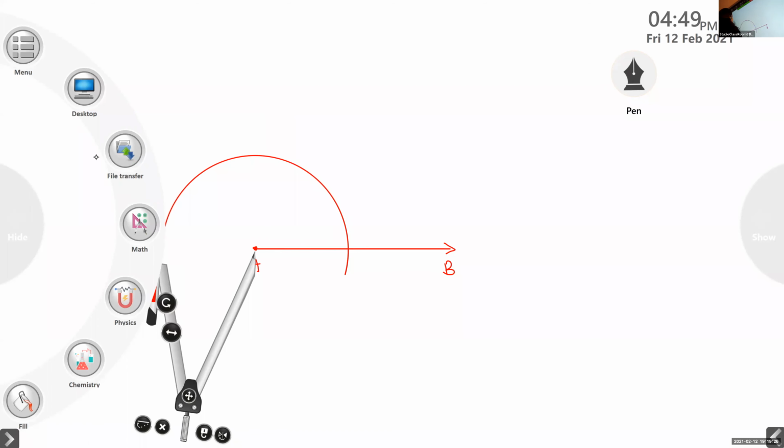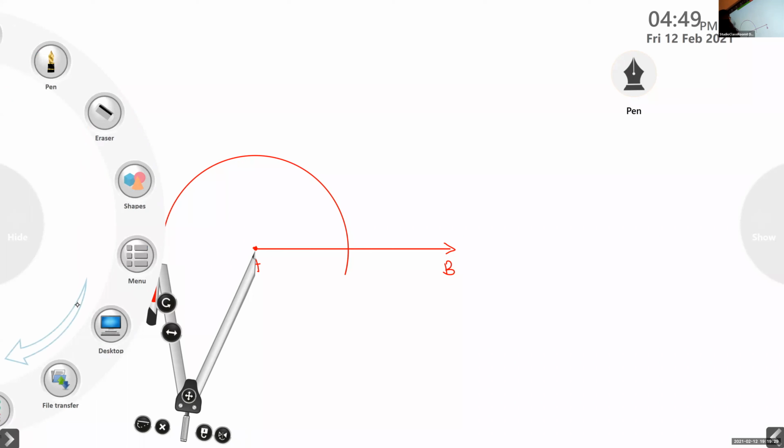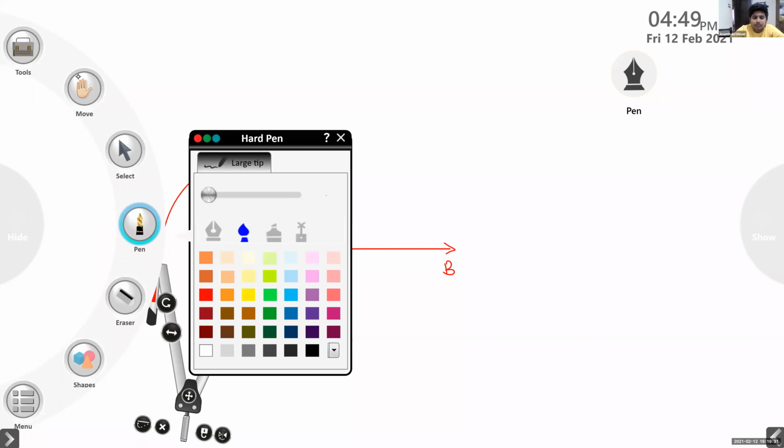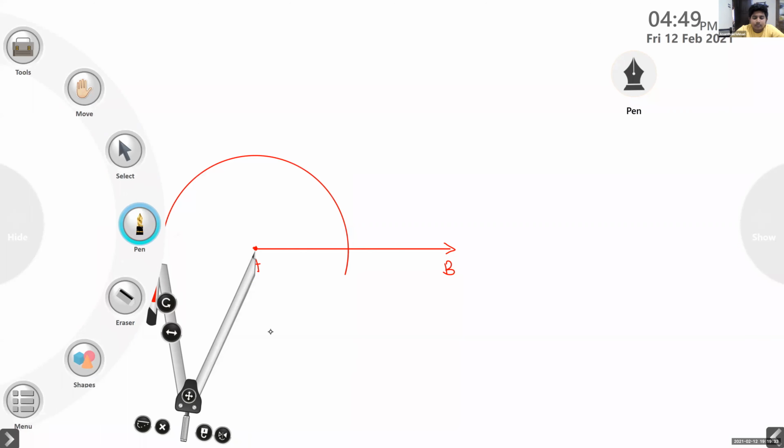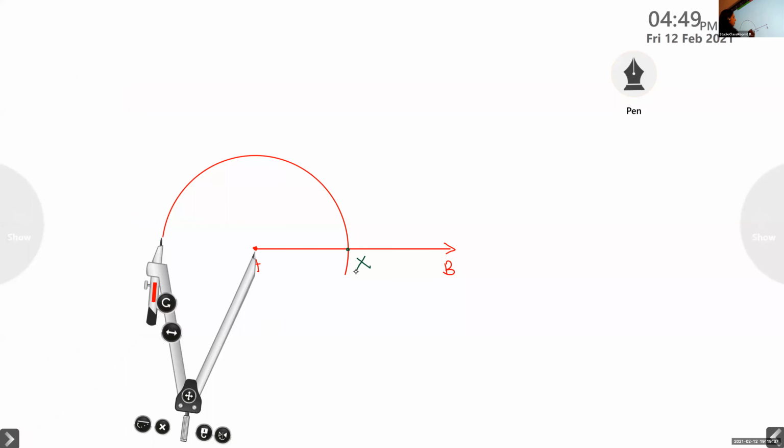Okay, children, see the same. I have drawn one semicircle, no change. Clear? Then at this point you give any X or Y or something. See, I will give one C, this point. Altin, are you drawing? I told you to listen to me.